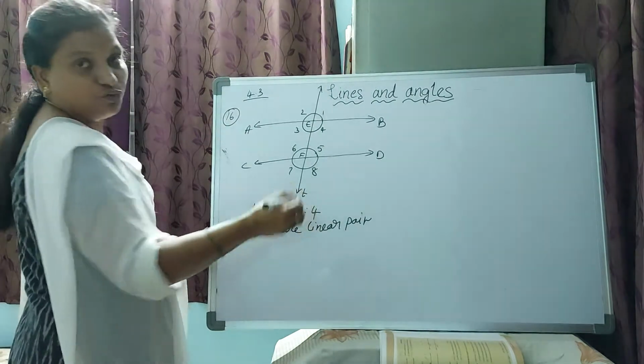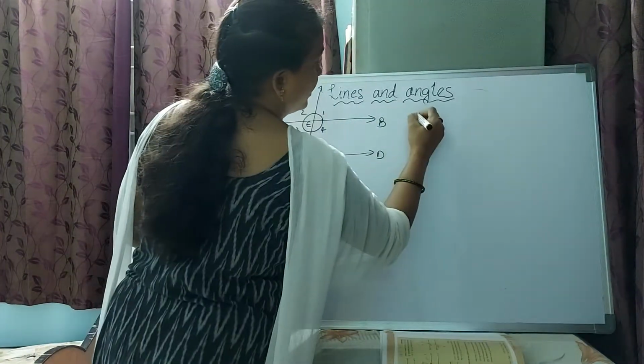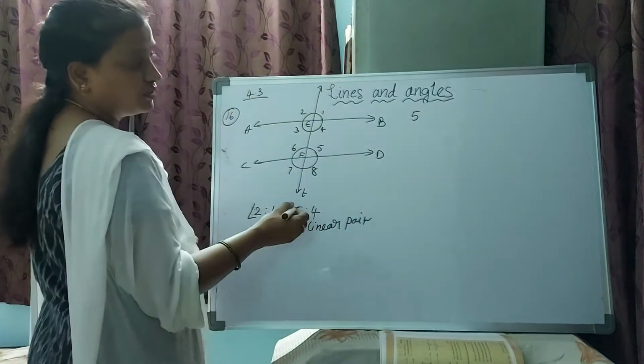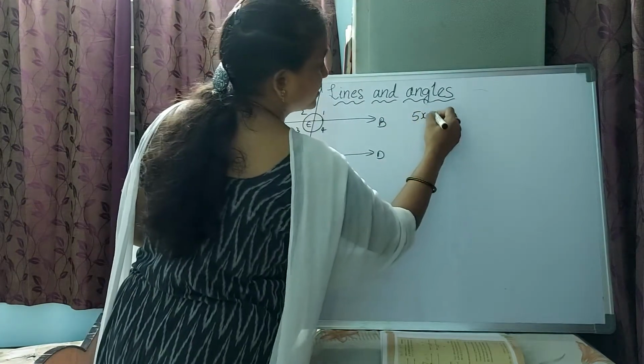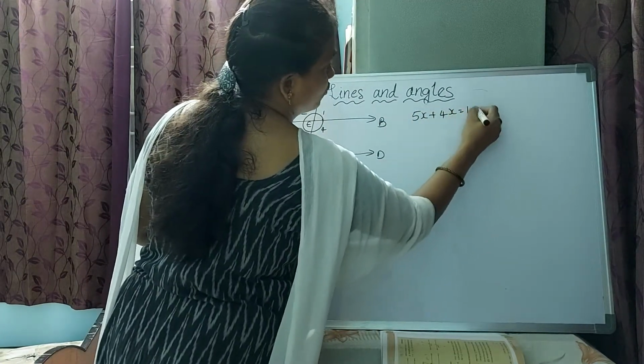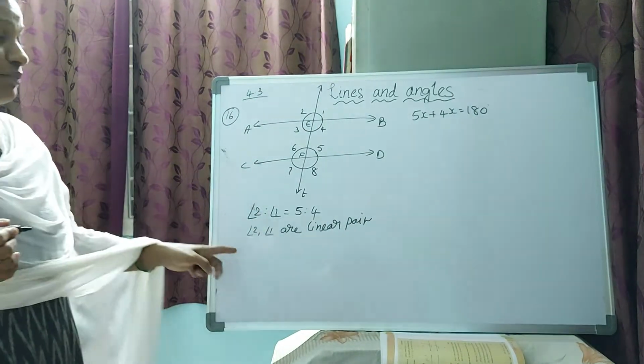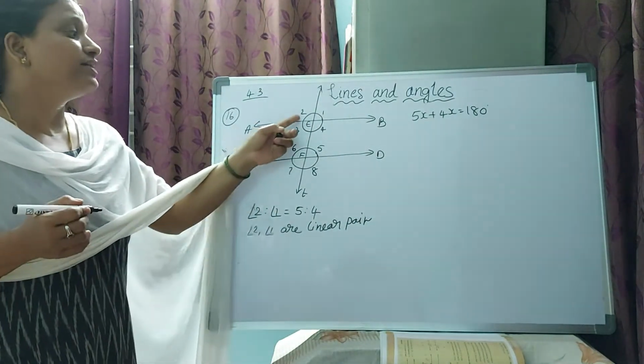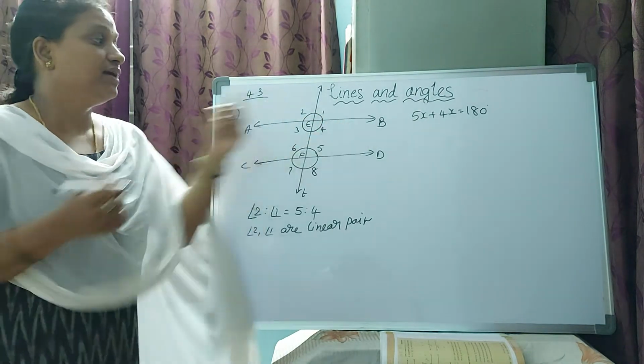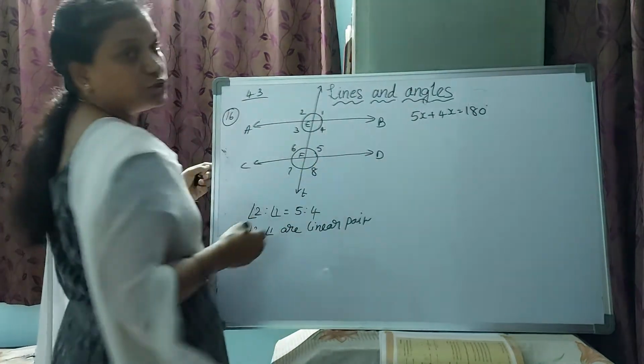So 5 is to 4. We can solve it now like this. They are in the ratio form. That's why I took 5x plus 4x is equal to 180 degrees. Because they are a linear pair, or they form angles on the straight line. The angles on the straight line are equal to 180 degrees.